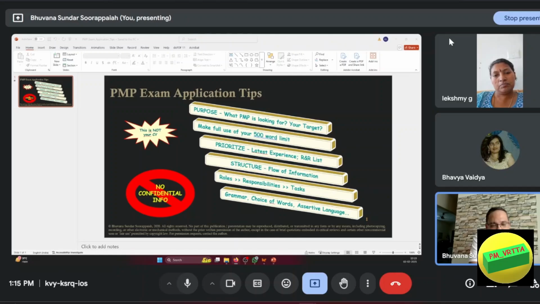Then I think you have a 500 word limit, right? So make full use of it. And making full use of it is not easy because we go to two extremes. One is we find it difficult to fill the essays. On the other extreme, we write so much that we run out of space.